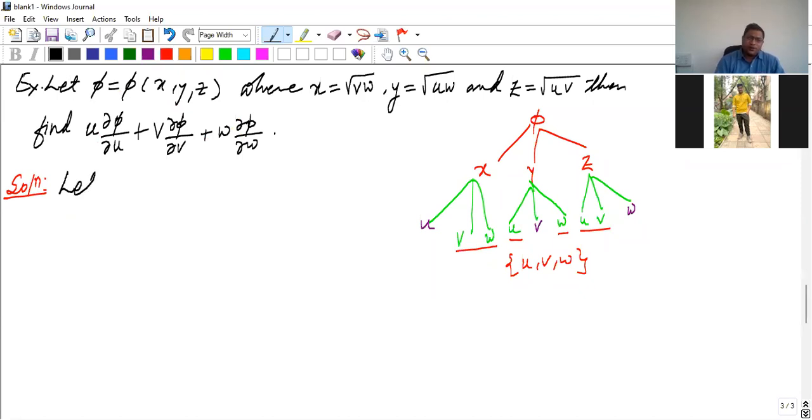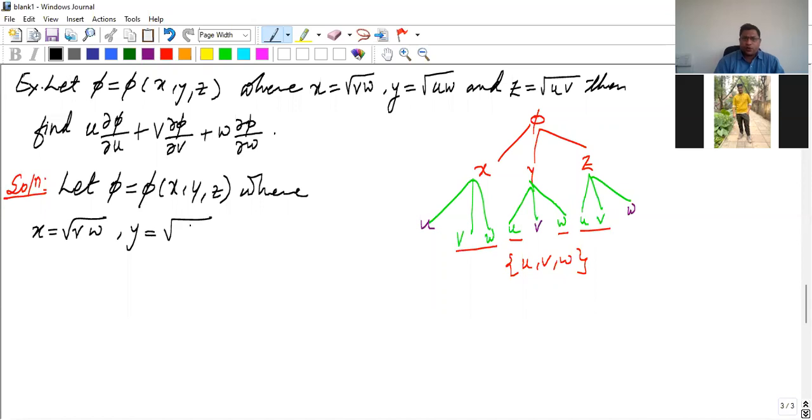Okay, so what we'll have is, let phi equal phi of x, y, z, where x is going to be root of vw, y is going to be root of 2w, and z is going to be root of uv. Okay, so is there any doubt in this variable tree? Do you have any doubt in the variable tree?